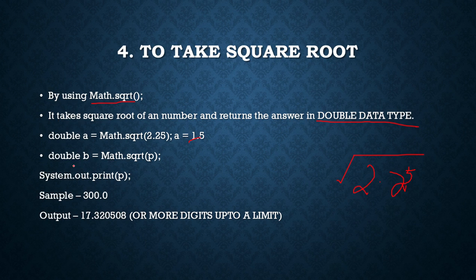Another example, double B is equal to Math.sqrt(P), and you have to print the value of B. Suppose I enter 300, what will be the output? 17.320508 dot dot dot. It will go on with more digits up to a limit. Java will give you many digits, but after 7 or 8 places it might approximate the value, or it might show dots.